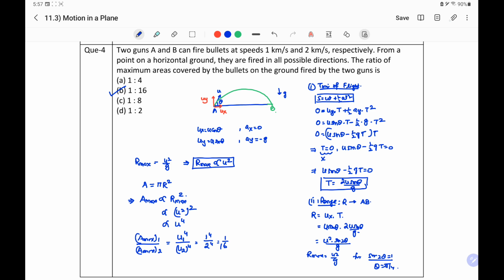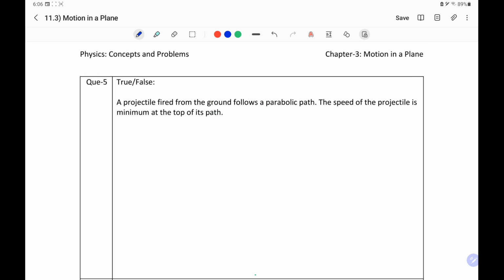Fifth question is a true-false question. A projectile fired from the ground follows a parabolic path. The speed of the projectile is minimum at the top of its path. So suppose the parabolic path of a projectile is drawn here. Here the object is projected at a point A and it strikes after some time at point B. And the path is parabolic and the top point is say C, at a height h from the ground. And as per the statement, at this point C, the speed will be minimum.